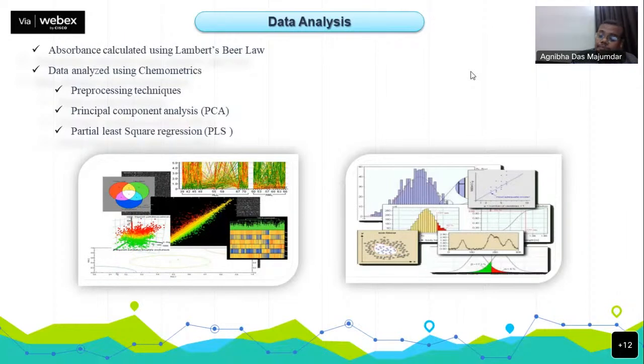After getting the raw spectrum from the NIR spectrometer, we have to go through some processes: pre-processing techniques, principal component analysis, and partial least squares regression. For the pre-processing techniques, there are techniques like SNV, multiplicative scattering correction, and first, second, and third order derivatives. So what is the role of those pre-processing techniques? Basically, we are getting a spectra like this.